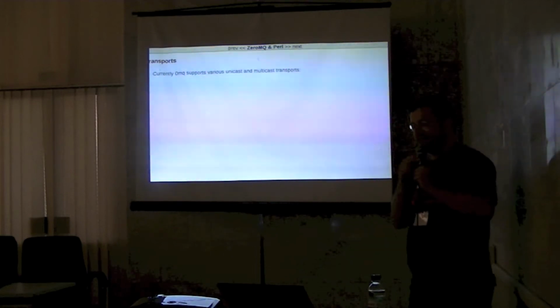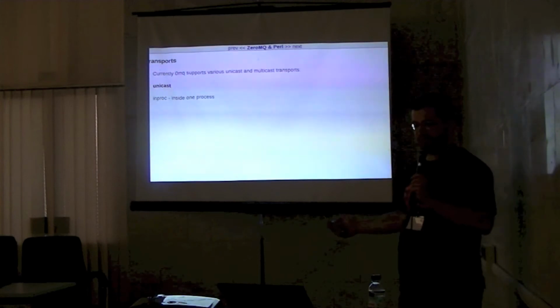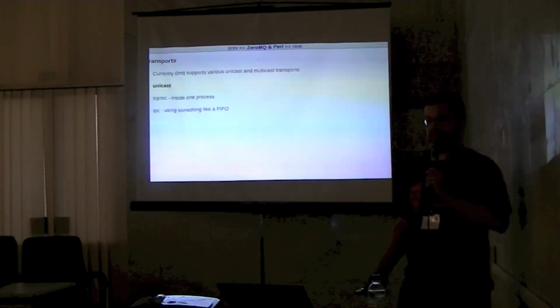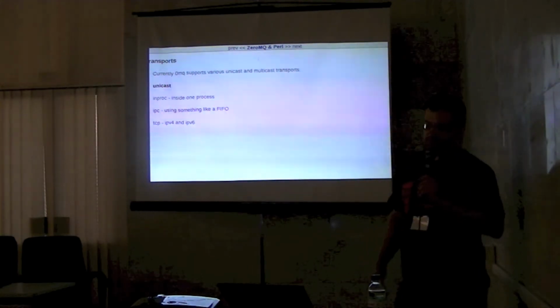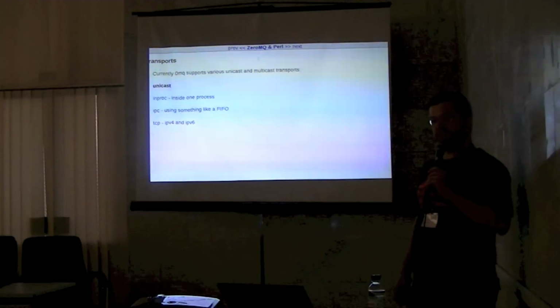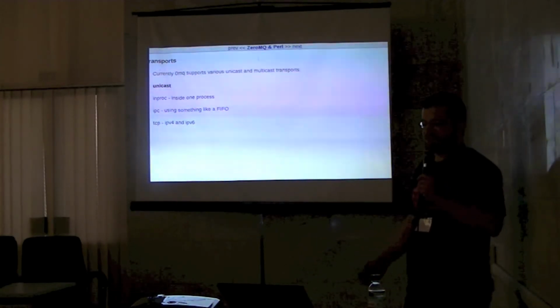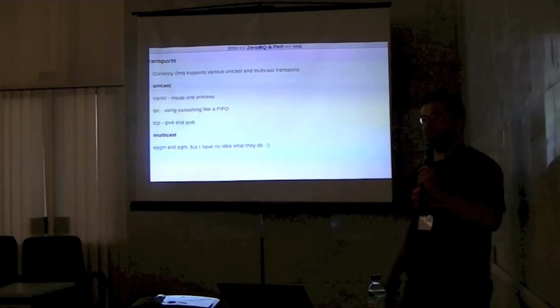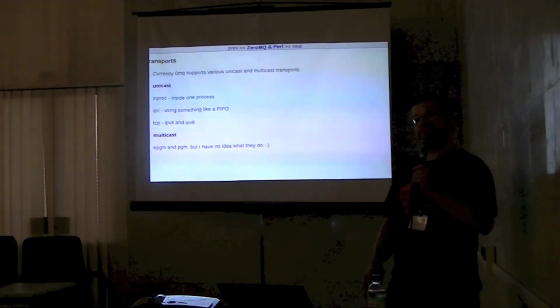Transports, that's another thing. ZeroMQ uses various unicast and multicast methods. For unicast, you have inproc for inside one process. You have IPC on one machine using something like Unix sockets. And of course, you have TCP, IPv4 or 6. So that's basically everything you need. And there's also multicast, EPGM and PGM, I have no idea what it is. Apparently, it's something you use when you use mobile networking or wireless stuff.